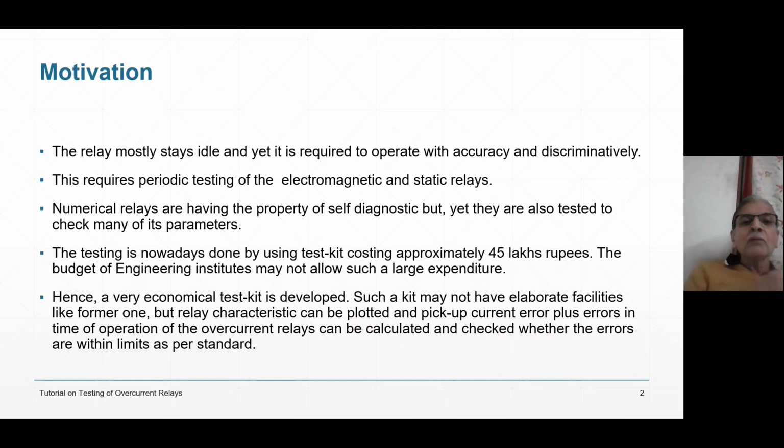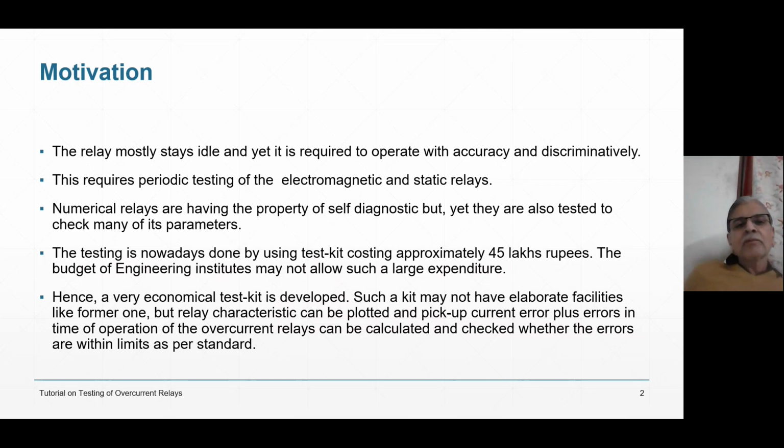But for relay, unfortunately, relay does not work under normal condition. Relay works when fault occurs. And fault occurs once in a week or once in a month. That also for 2 seconds or 3 seconds or 1 minute or 2 minutes. So only during that short time you will come to know whether the relay is working or not.